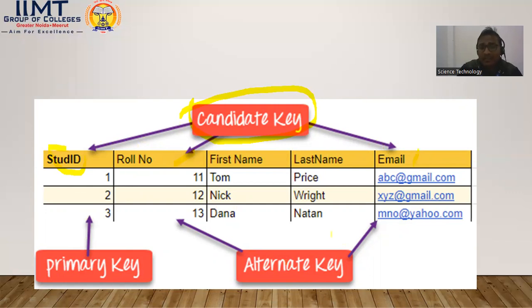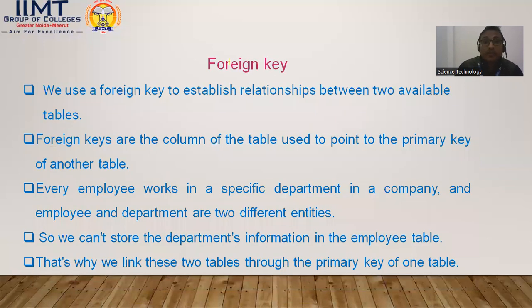Candidate key and alternate key are almost the same, but when we do not recognize the data or record in the table while using the candidate key, we create the alternate key. Okay. Foreign key.